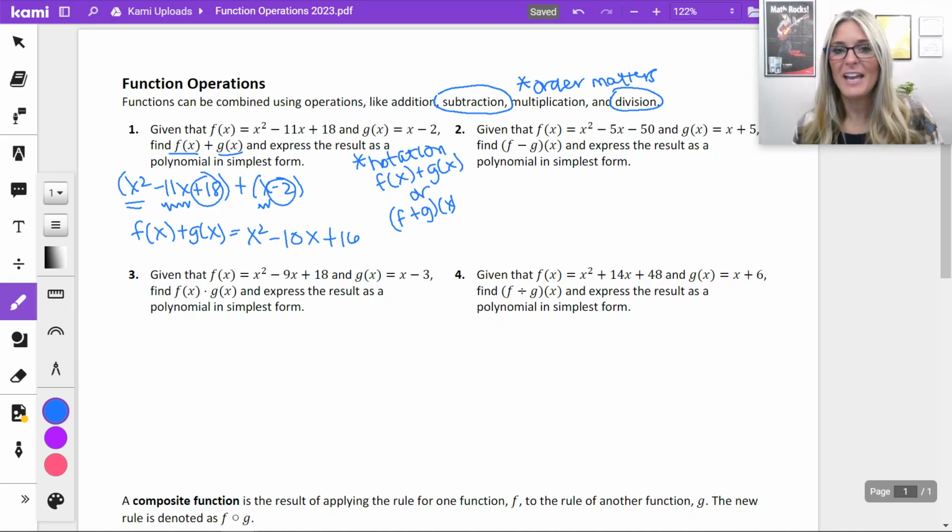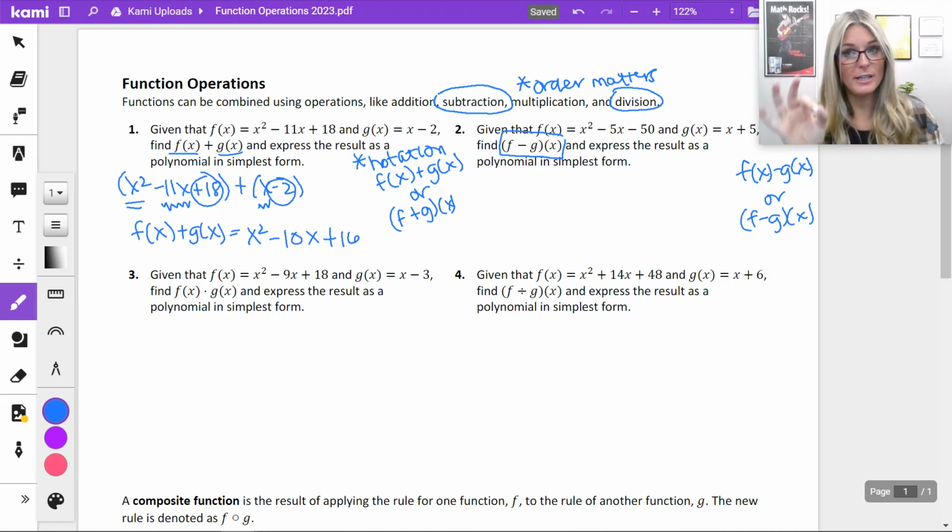Number 2, given that f of x is x squared minus 5x minus 50 and g of x is x plus 5, find f minus g of x. So just a different way to write that notation. It could be f of x minus g of x, kind of like we saw in number 1, or this way, f minus g of x would mean the same thing. So we're just going to subtract f minus g. What did I say? Order matters.